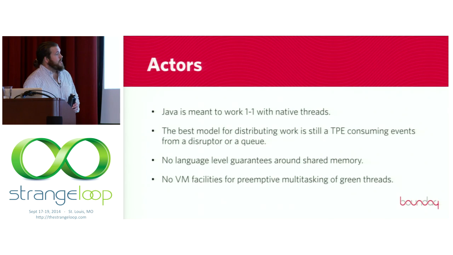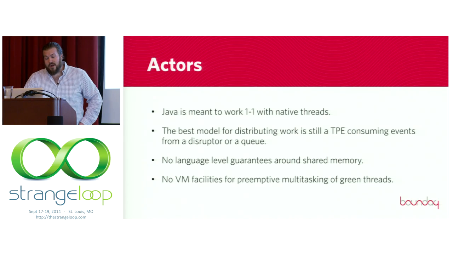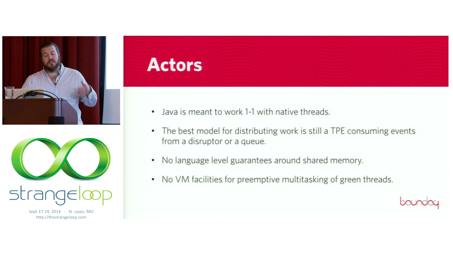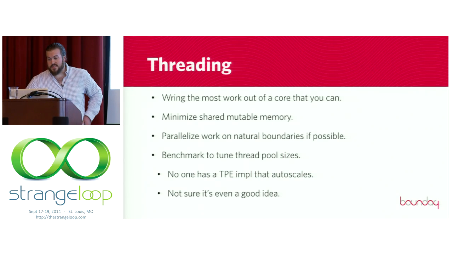And I'm asserting right here, this is my opinion, but the best way to distribute work, to do concurrent work, is just a thread pool executor consuming events from a disruptor or a queue. Sorry, you can't have a pony. Because you don't have guarantees around shared memory. You don't have a garbage collector per process. You don't have multitasking of the green threads either. That's a thing. And you might say, oh, Kilim has a bytecode weaver. Lots of things have bytecode weavers. The problem with the bytecode weavers is that they screw up Hotspot's ability to do inlining because they bloat out the method sizes in the bytecode.